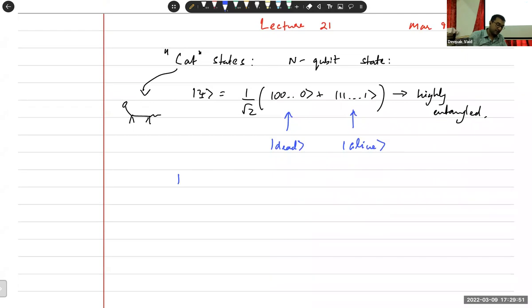So let me say that I have... is this too small? I think maybe it's a little bit small. I'll try to write a little bigger so that you can see a little more clearly.